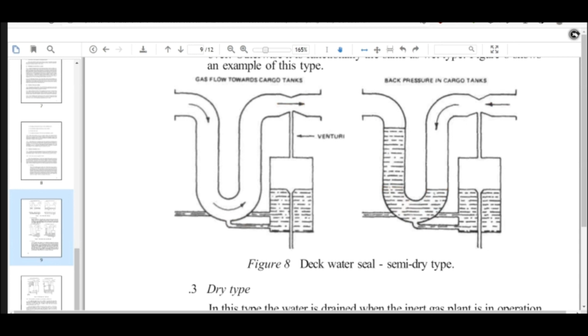सर डेक सील से कार्गो कैसे कंटामिनेट होगा? वो तो बैकफ्लो के लिए होता है ना, मशीनरी स्पेसिफिक. Come back. Deck seal से सर कार्गो कैसे कंटामिनेट हो सकता है?